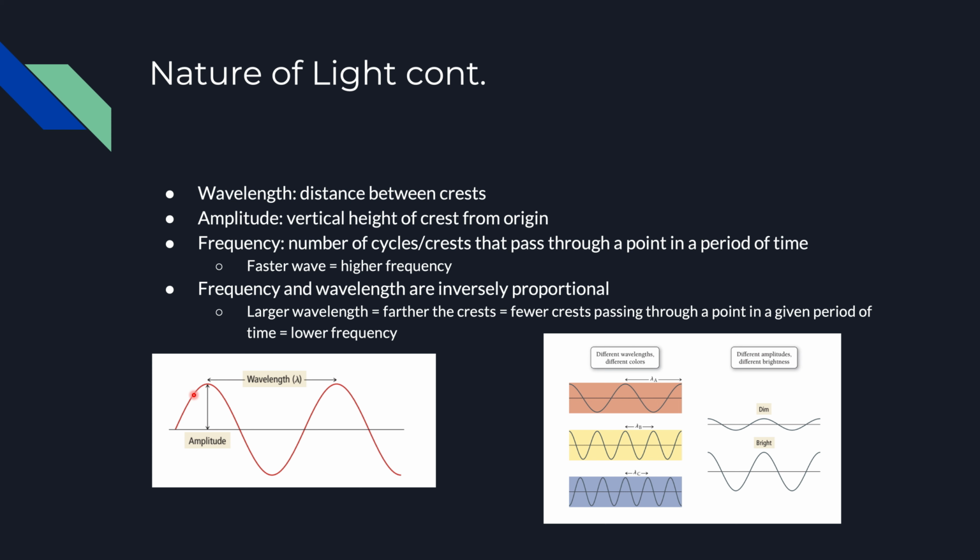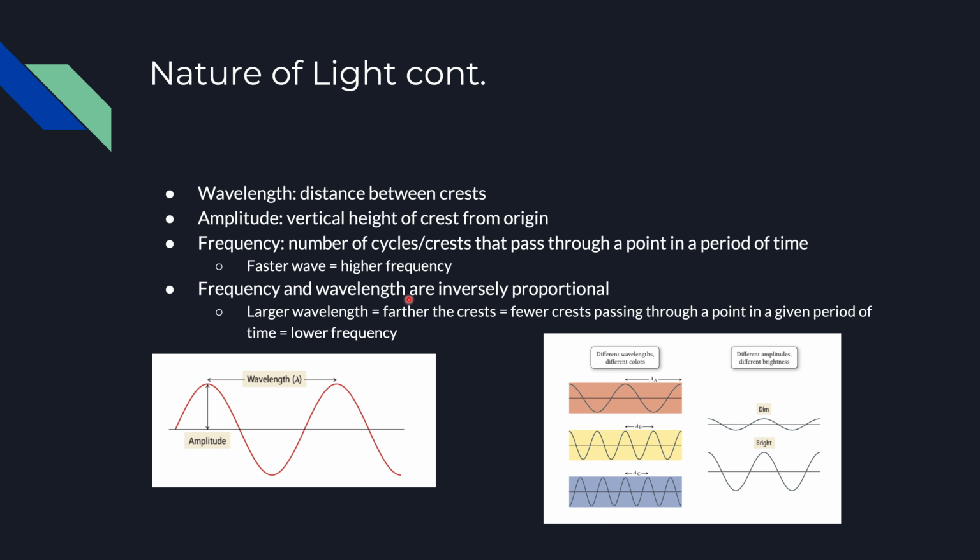And frequency is the number of cycles or crests that pass through a point in a period of time. So let's say I had a point here and the wave was moving. The number of crests I would see would give us the frequency. A faster wave gives us a higher frequency. However, a wave with shorter wavelength also gives us a higher frequency, as frequency and wavelength are inversely proportional.